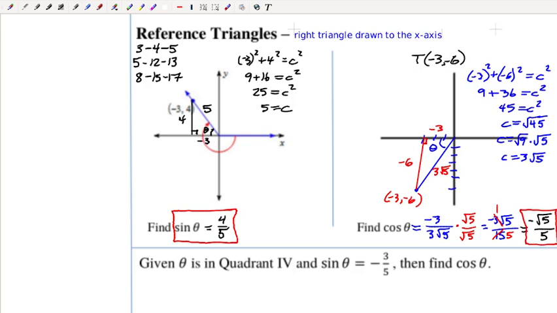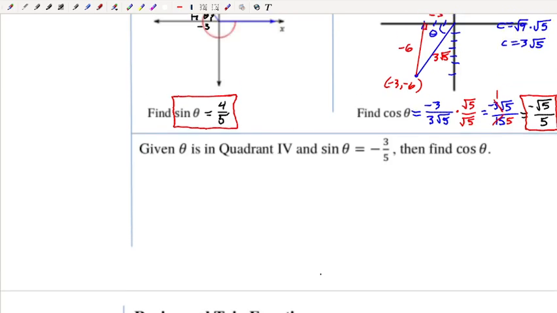There you have it. So again, reference triangle drawn to the x-axis, theta always with the x-axis. You might need to find your hypotenuse. Sometimes you'll have to find other things, as we're going to see in the next example, but we usually have to find a missing side using Pythagorean theorem or your memorized Pythagorean triples, and then you can find your trig ratio.